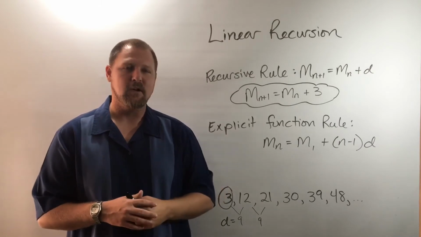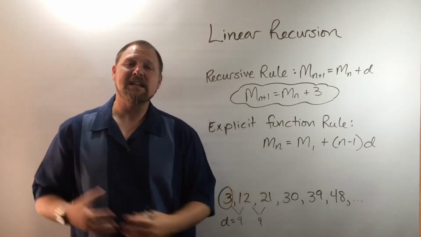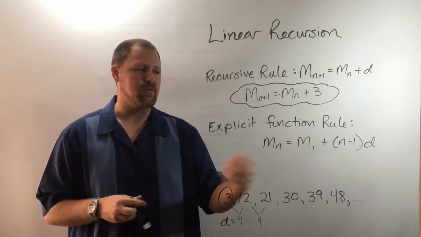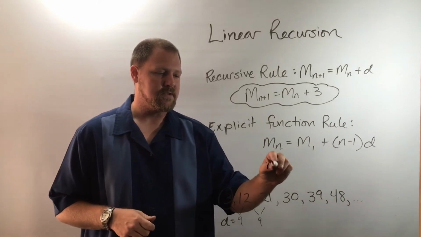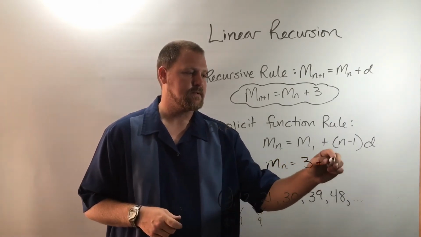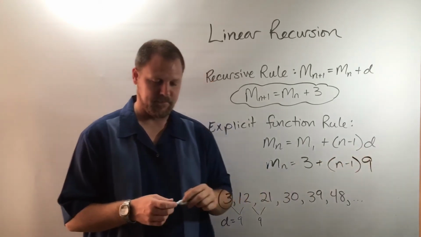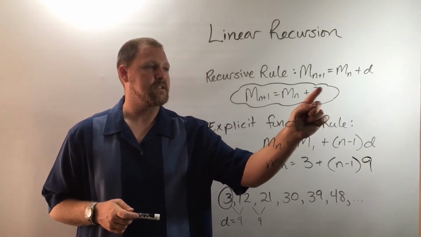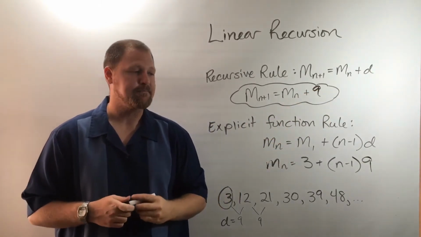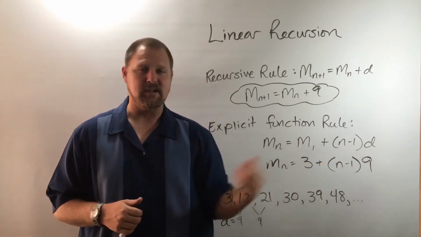Now in the explicit function rule, we can take one term and the common difference, and we can find any term in the sequence. So any term in the sequence is equal to the first term, so m sub n is equal to the first term of 3 plus n minus 1 times d, which is 9. And I need to go ahead and change this here. This d is 9 and not 3, and that was my mistake. So we have the explicit function rule 3 plus n minus 1 times 9.